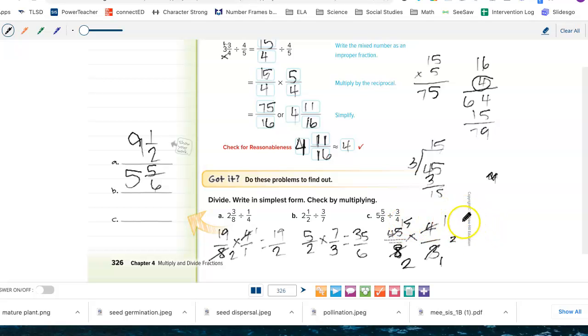15 times 1 is 15, and 2 times 1 is 2. Oh my goodness. 2 can go into 15 7 times. That gets me to 14, so I'll add 1 more to get to 7 1/2.